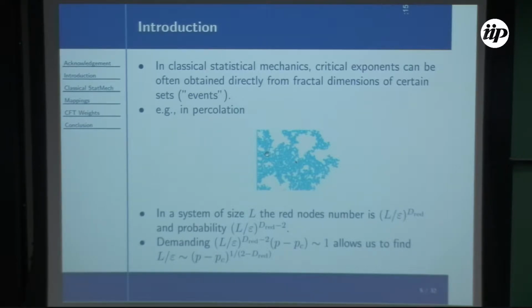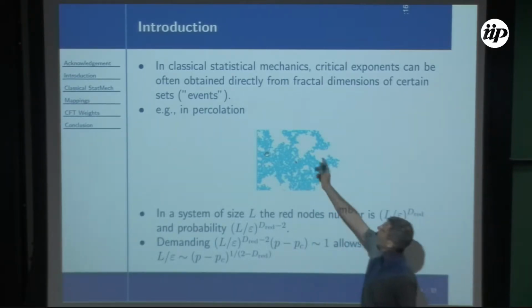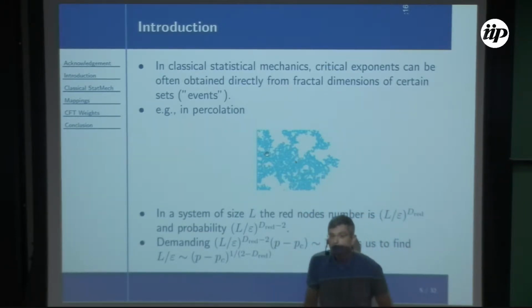So the idea is to apply this simple logic. So if I drew all the red points, it would be a fractal set, and they have some fractal dimensions. So if I do box counting for this set, yeah.